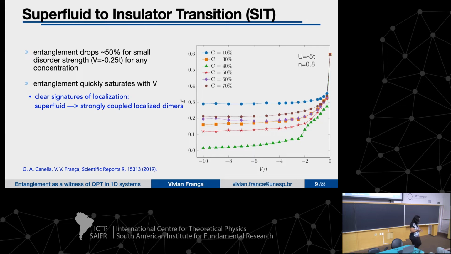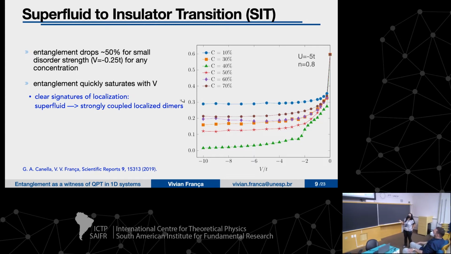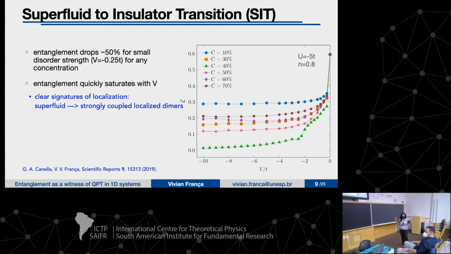So that means we start with a superfluid at V equal to 0, attractive interaction. We have a BCS superfluid. As soon as I put some disorder strength there, the entanglement decreases a lot, so the quantum states are more defined, in a certain sense. And when it's frozen, that means there is no further superfluidity there, so we are interpreting this as an insulator phase already, okay? So now the system is simply very strongly localized dimers, since it's attractive, we have localized dimers in the chain.